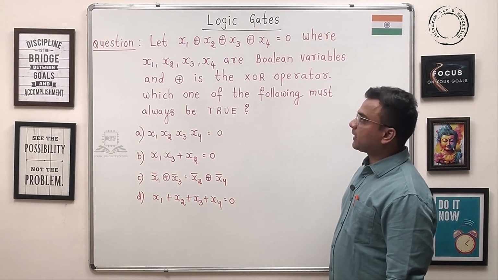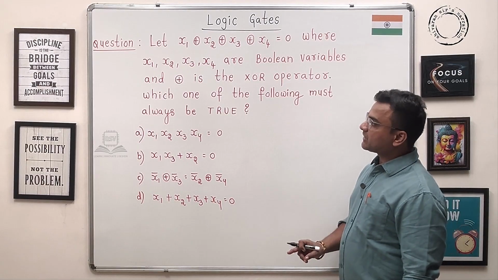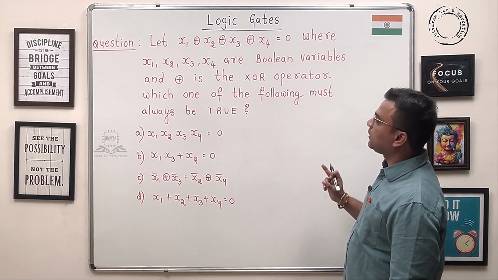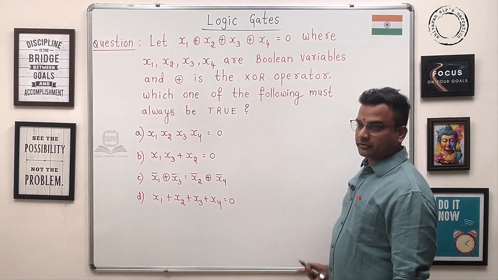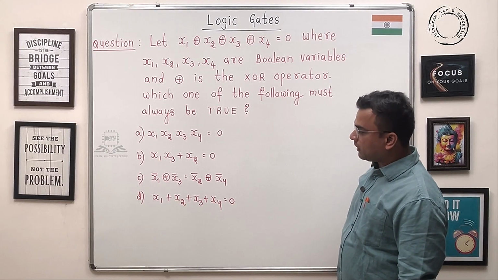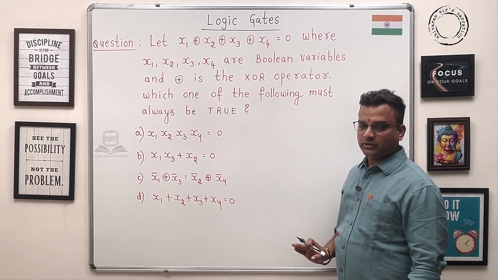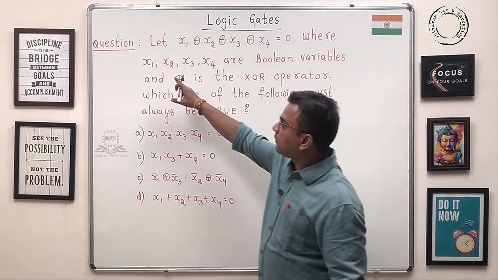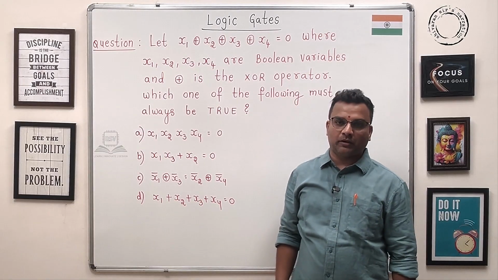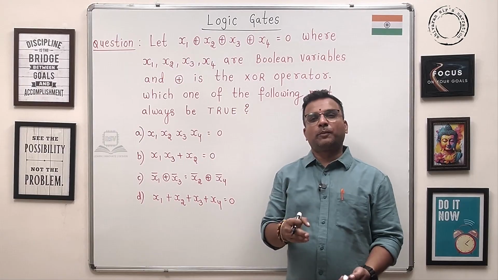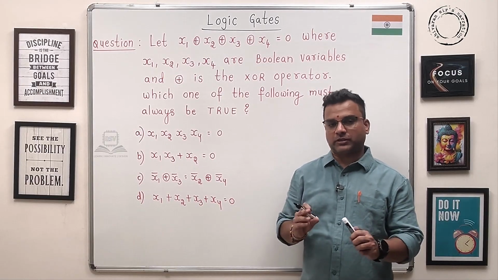Let x1 XOR x2 XOR x3 XOR x4 be equal to 0, where x1, x2, x3, x4 are Boolean variables and this is the XOR operator. Which one of the following must always be true? Guys, these are the options. See, if there are 4 variables, then how many combinations do we get in the truth table? 16, because 2 power the number of variables will be the total number of combinations for a truth table.